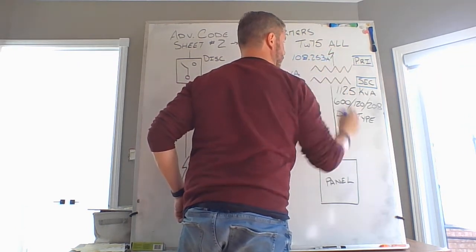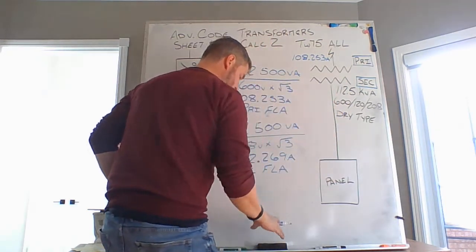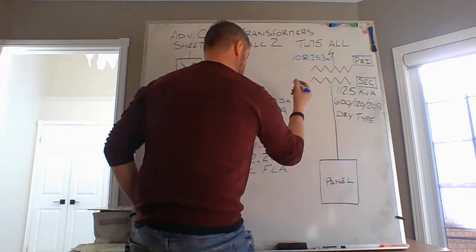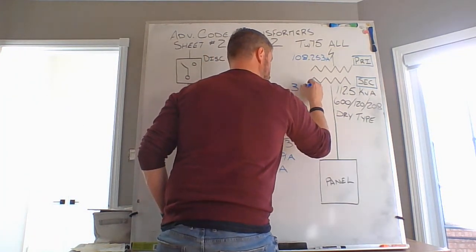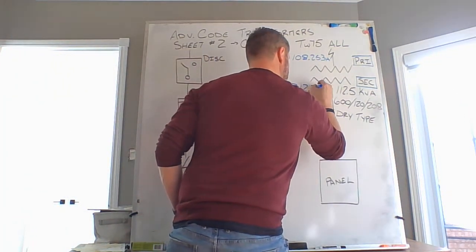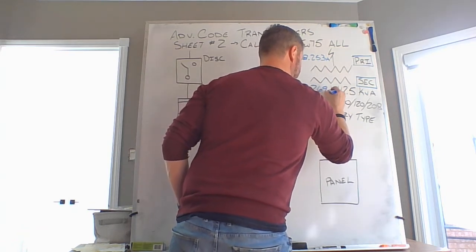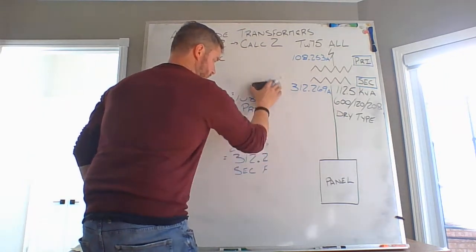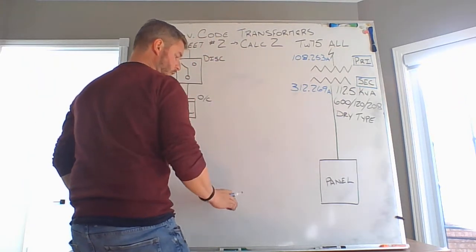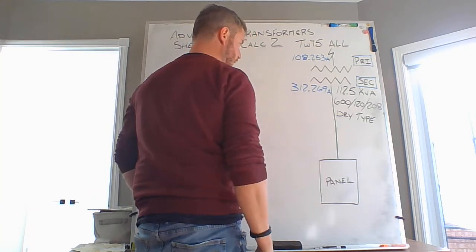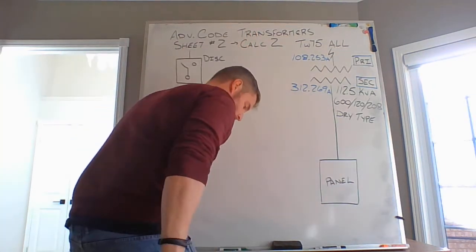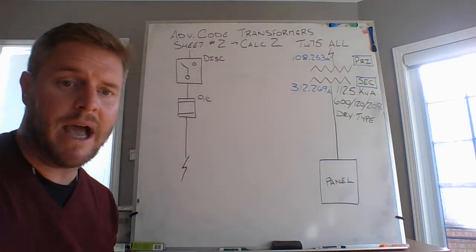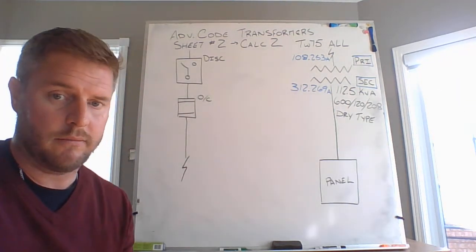108.253 amps primary. And on the secondary side, I'm looking at 312.269 amps on my secondary side. Okay? Those are my primary full load currents and my secondary full load currents. All right? When we're looking at this specific transformer, we can now start wherever we want.